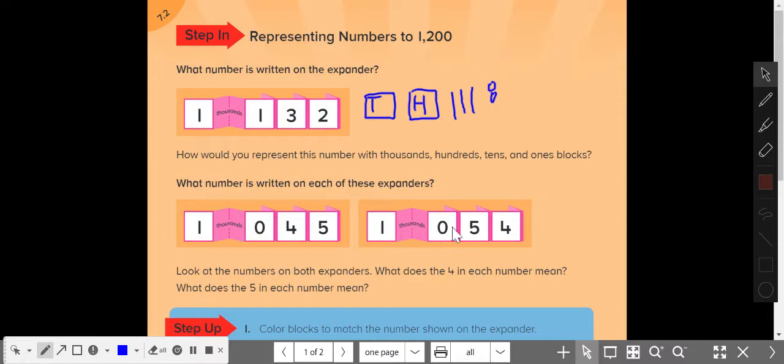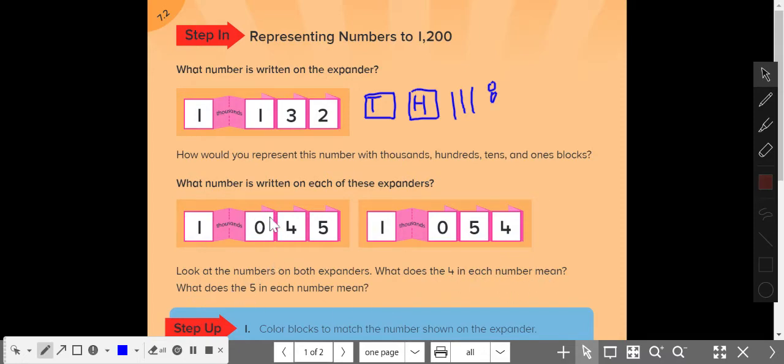Let's look at this number. Again, I notice there's a 0 in the hundreds place. So let's say it. 1,054. Say it with me. 1,054. Look at the numbers on both expanders. What does the 4 in each number mean?